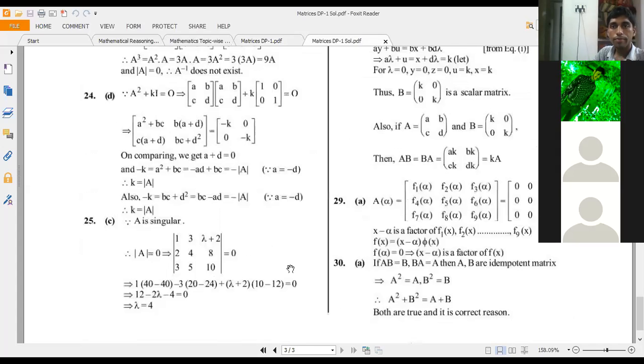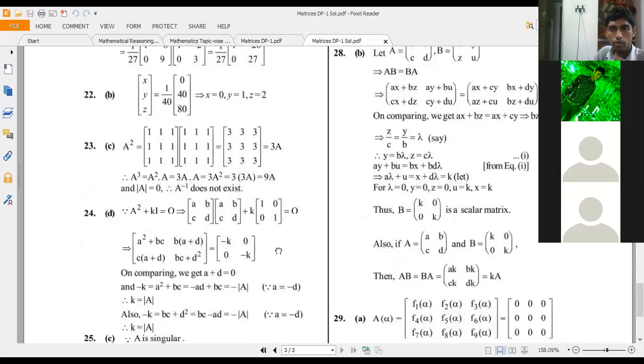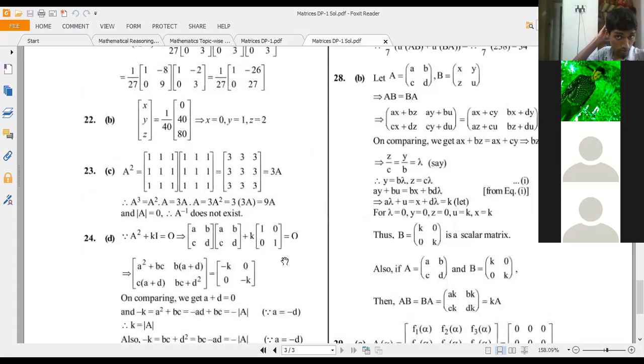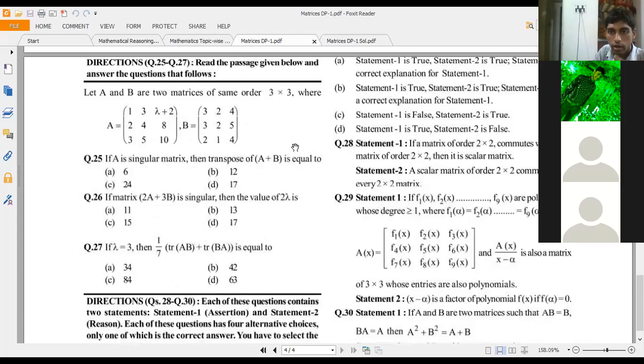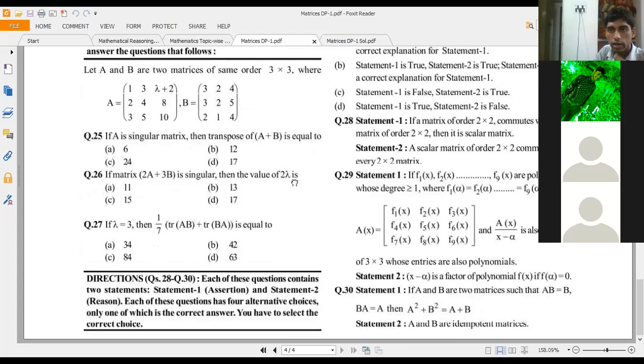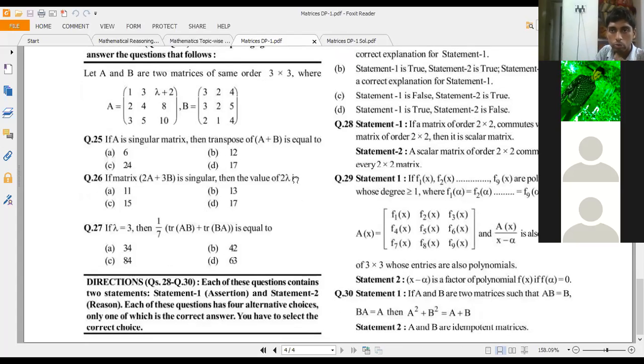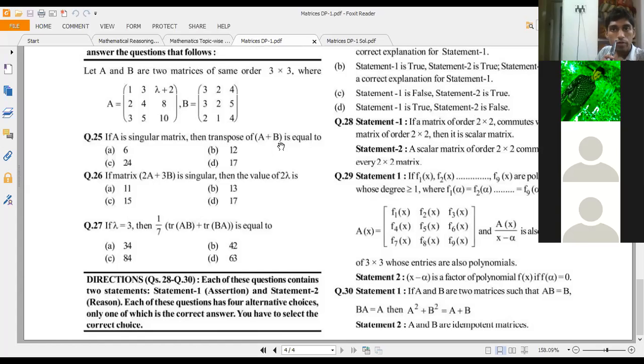Sir, if it has to commute with every matrix, then it has to be an identity matrix. Scalar matrix is also identity. So in that way, can we give the answer? Yeah, seems fine. But then he's telling answer is D. It is not correct explanation. Both are correct and it is not correct explanation. If a matrix of order 2 by 2 commutes with every other matrix of order 2 by 2, then it is scalar. Scalar matrix of order 2 by 2 commutes with.